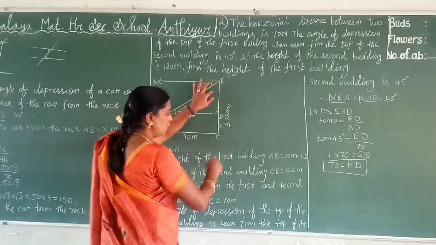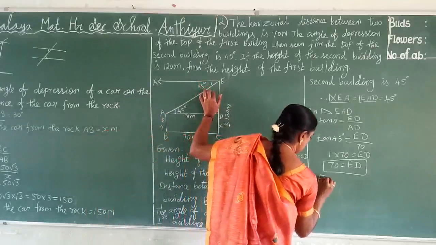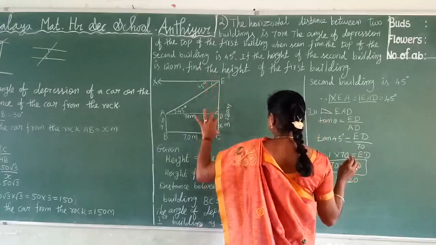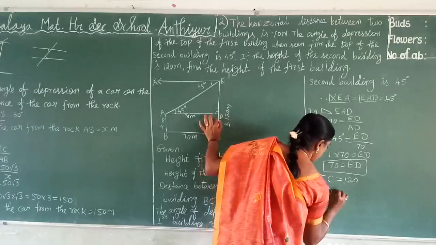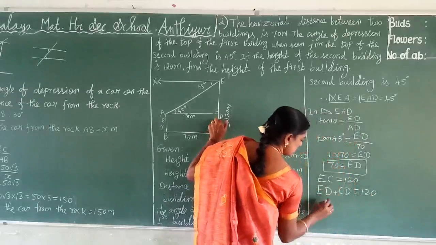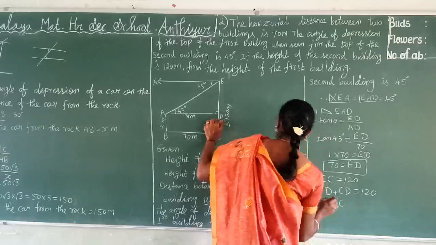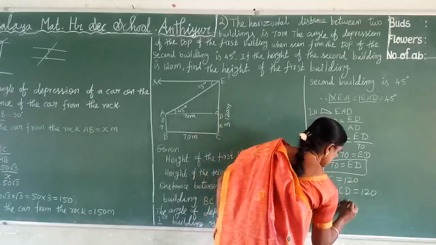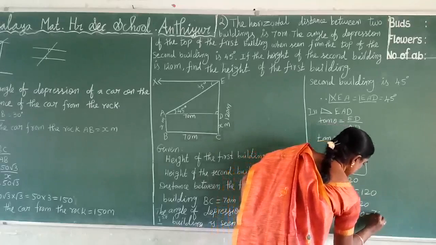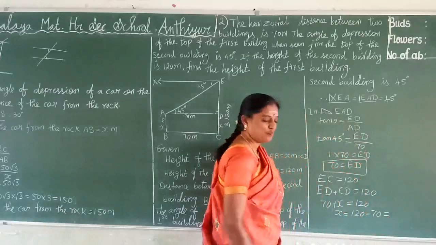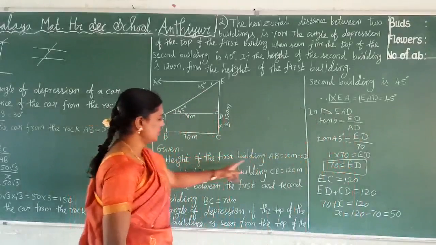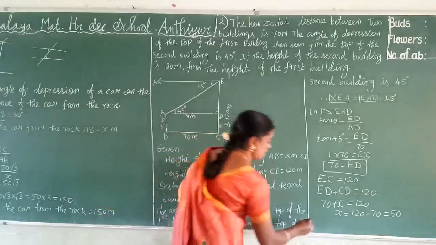But EC we know is 120. EC is equal to 120. This EC can be written as ED plus DC. ED plus CD is equal to 120. ED is 70 plus CD. You want to find CD, which is x, equal to 120. So x is equal to 120 minus 70, which is 50. Therefore the height of the first building is equal to 50 meter.